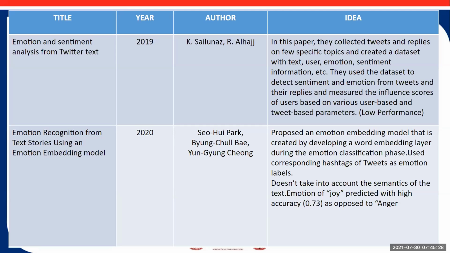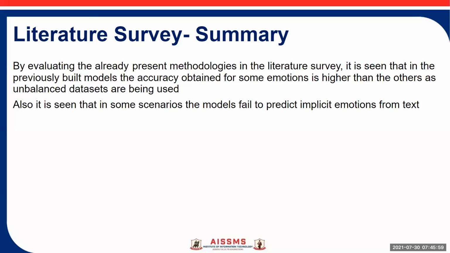Then coming to the next paper, that is emotion recognition from text stories using an emotion embedding model. In this paper, they proposed an emotion embedding model that is created by developing a word embedding layer. It doesn't take into account the semantics of the text, and also the emotion of joy was predicted with a higher accuracy as opposed to the emotion anger.